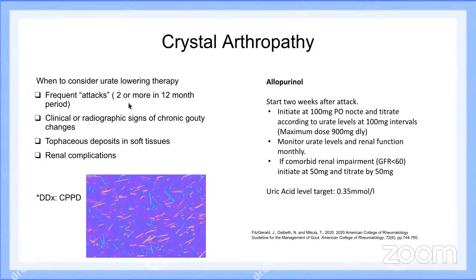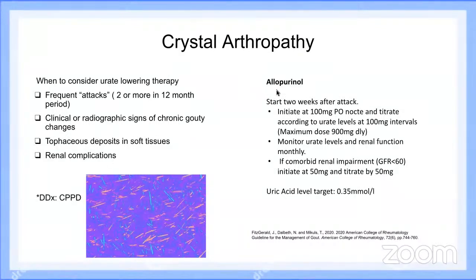When considering urate-lowering therapy, this can be for a patient who has frequent attacks of acute gout, more than 2 in a 12-month period, clinical or radiographic signs of chronic gouty arthritis, as well as tophaceous deposits in the soft tissues, or renal complications such as urate nephropathy or complications due to uric acid renal stones.